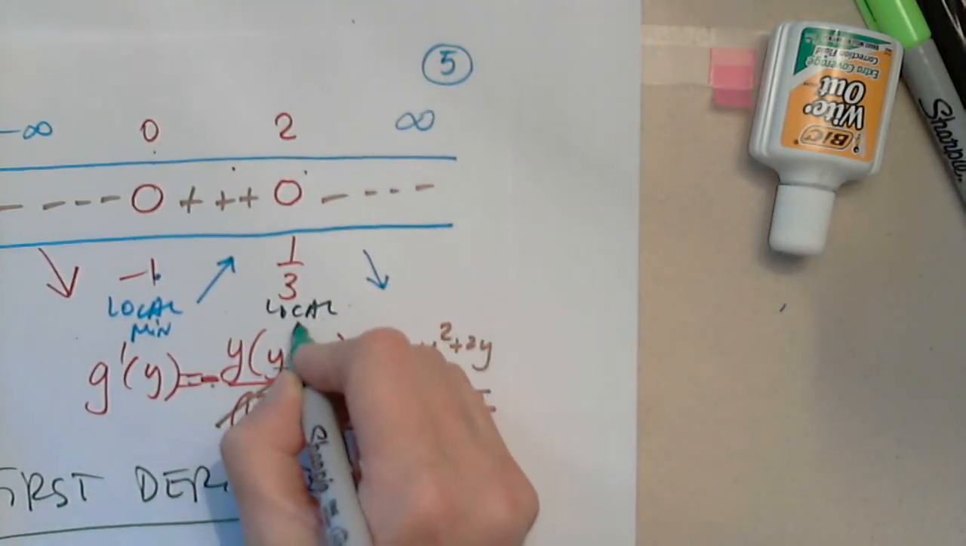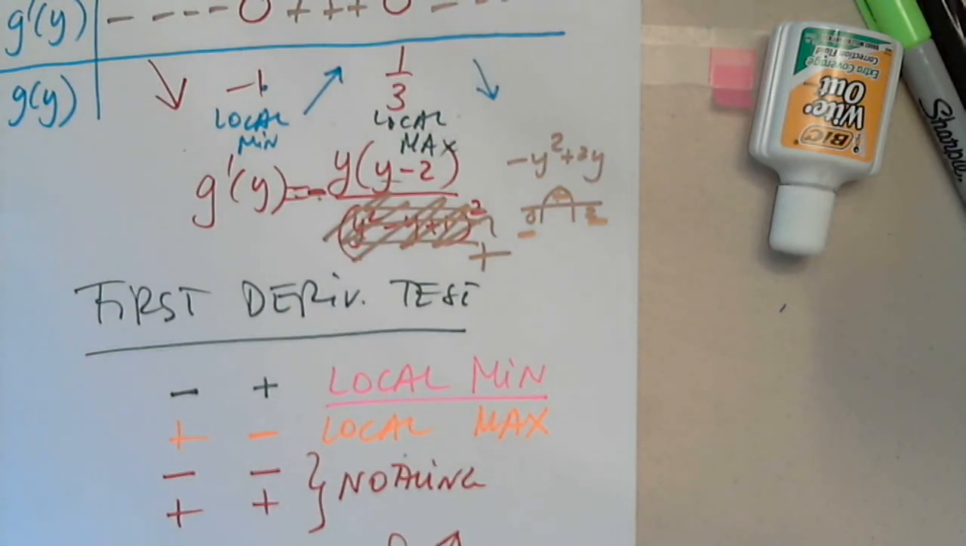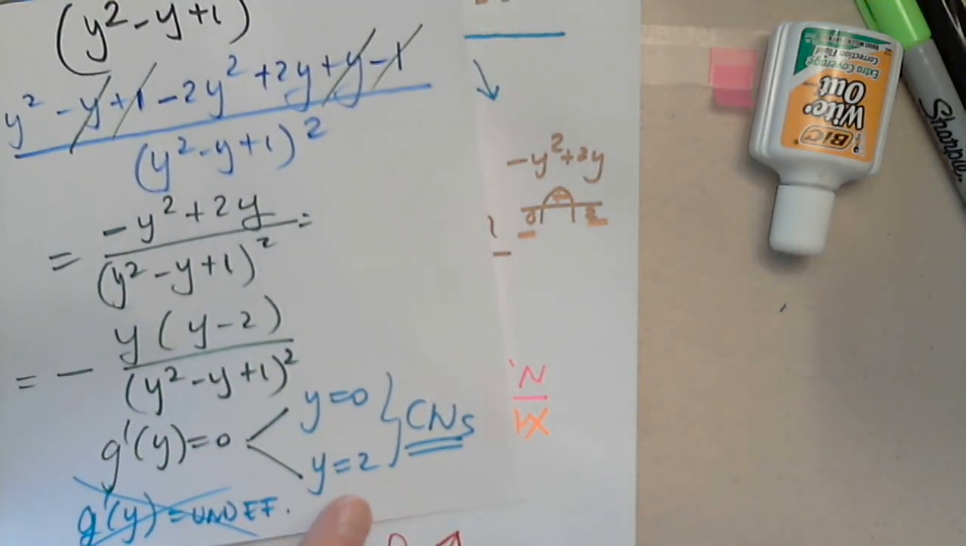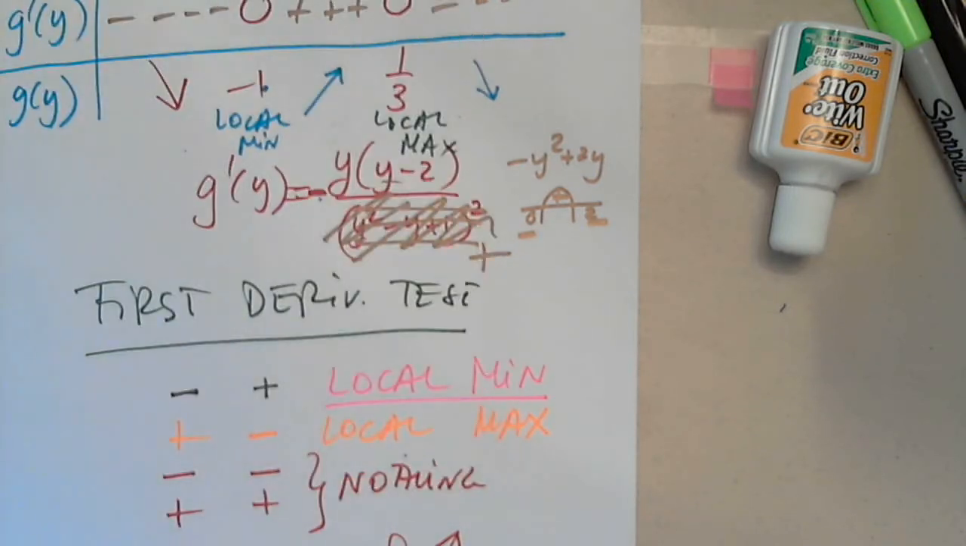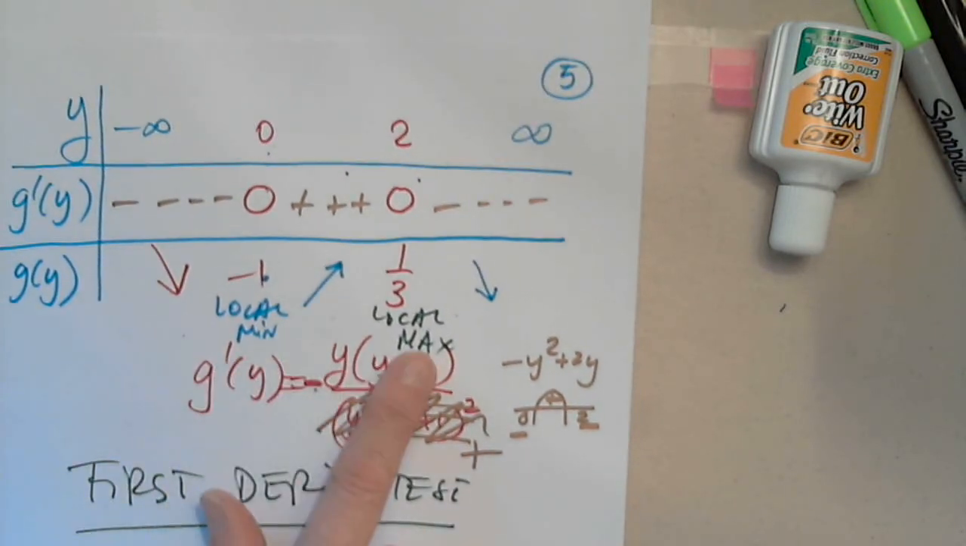So then I go back and I just write here local max. So in this particular case, in this problem, we found two critical numbers. The first one is a local min, and the second one is a local max.